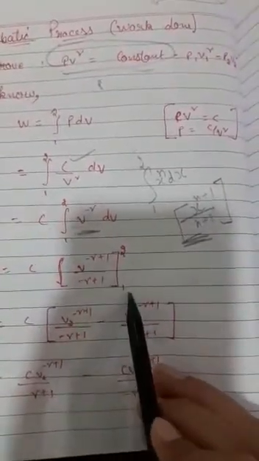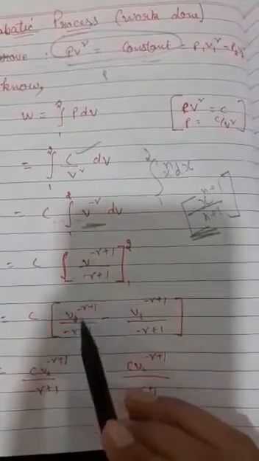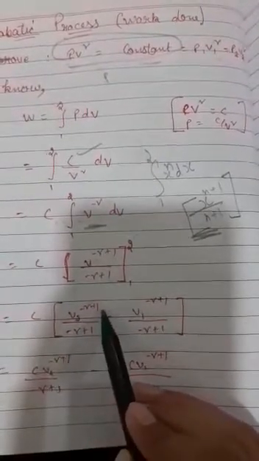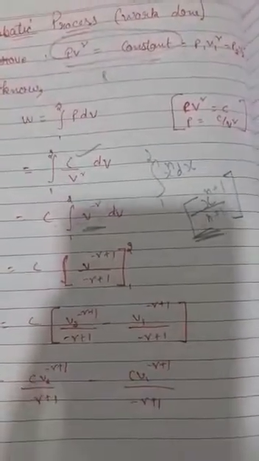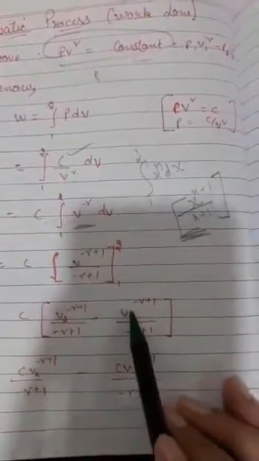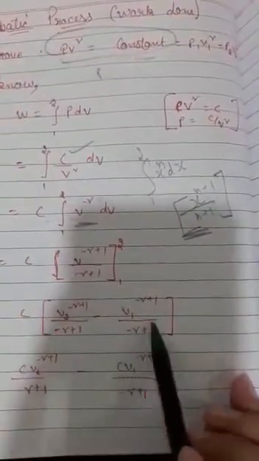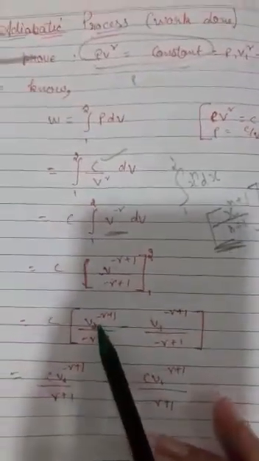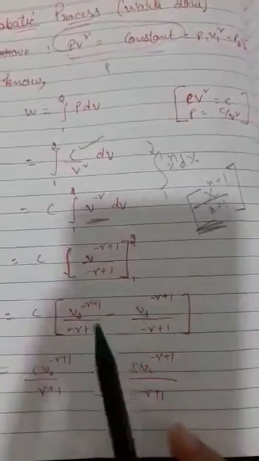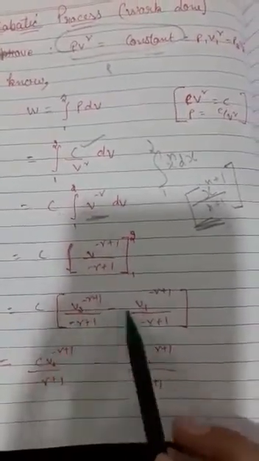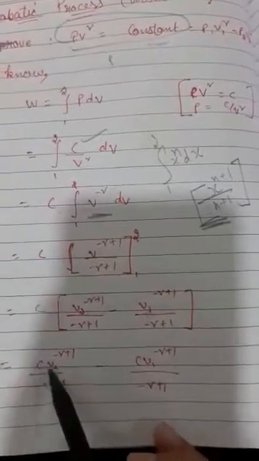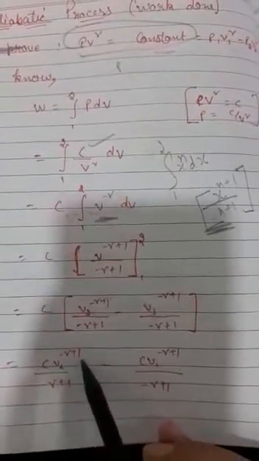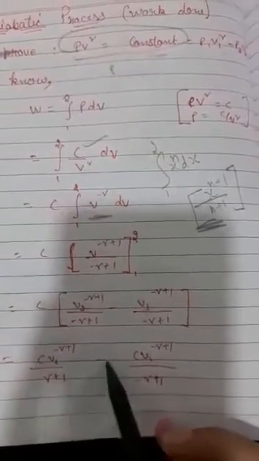Now what I'll do, I'll put limits turnwise: higher limit minus lower limit. So in place of V, I can write V2 raised to power minus γ plus 1 divided by minus γ plus 1, minus V1 raised to power minus γ plus 1 divided by minus γ plus 1. Here I have written V1, that is lower limit. Here I have written V2, that is higher limit. Now I will multiply this constant with both of these terms. So C V2^(−γ+1) divided by (−γ+1) minus C V1^(−γ+1) divided by (−γ+1), this term I got.